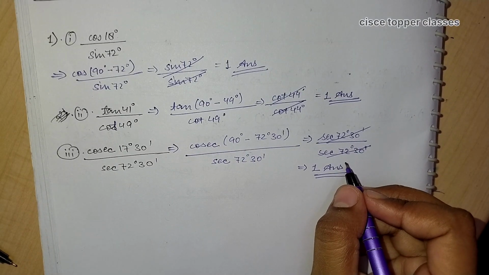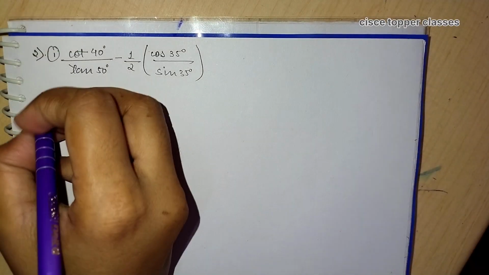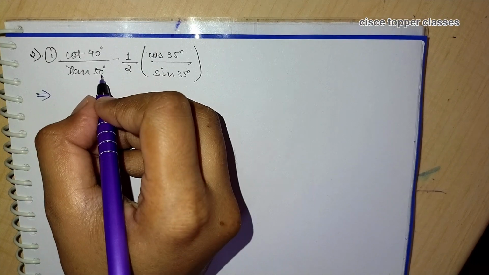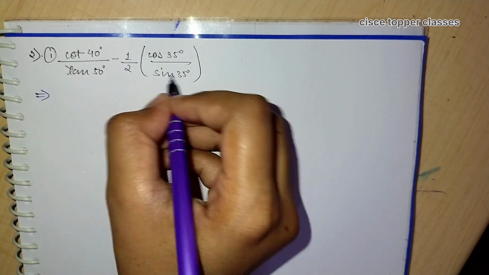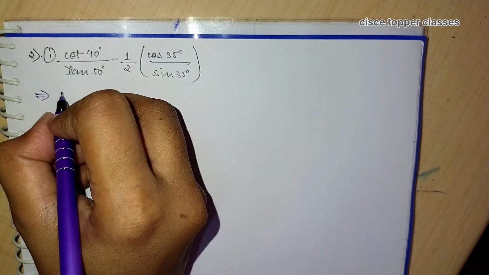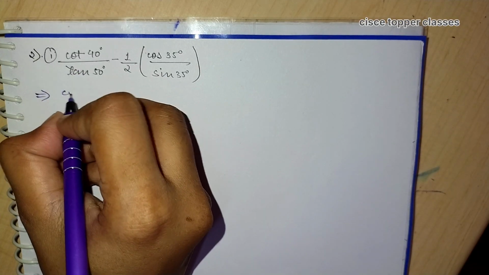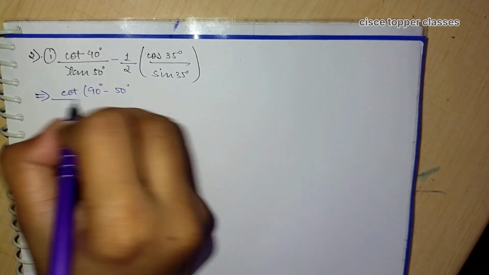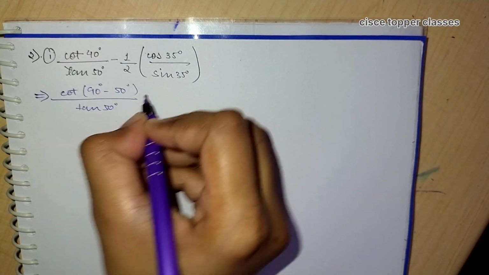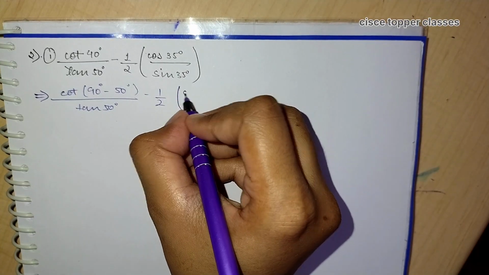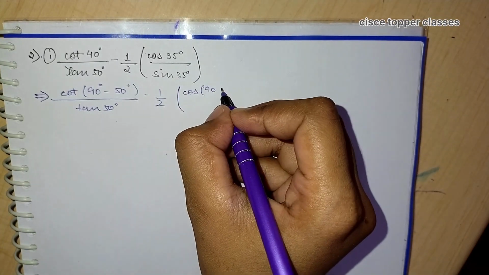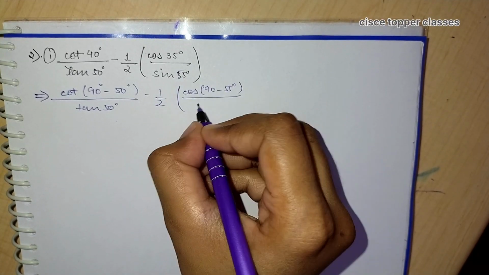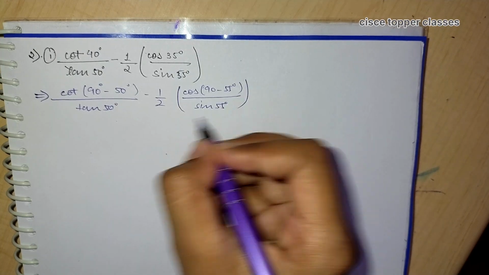So this is the solution of the first question here. Let's solve question number 2, first part. So this is cot 40 degree divided by tan 50 degree minus 1 by 2 cos 35 degree divided by sin 35 degree. So we can write cot 40 as cot (90 degree minus 50 degree) divided by tan 50 degree minus 1 by 2, cos 35 as cos (90 minus 55 degree) divided by sin 55 degree.